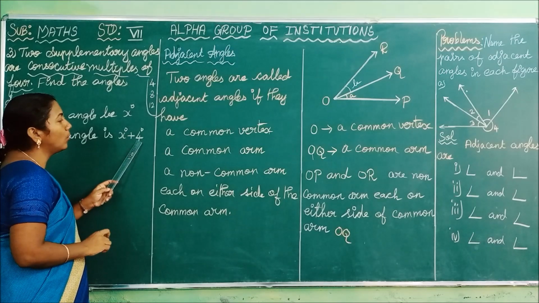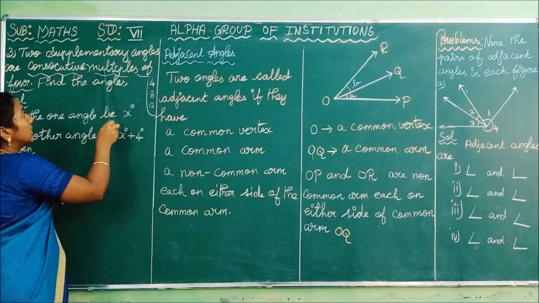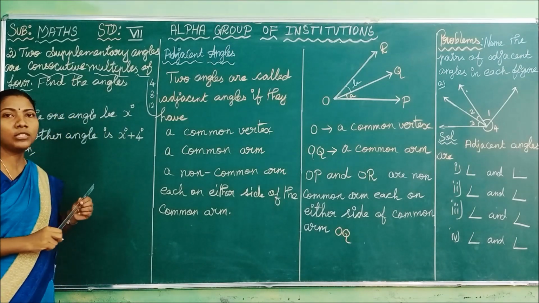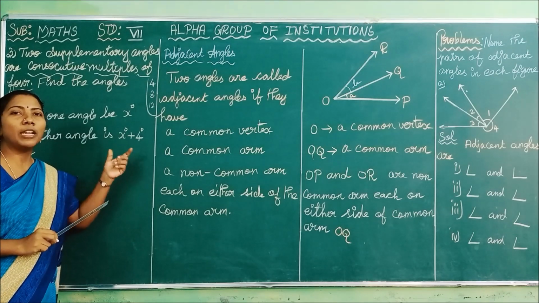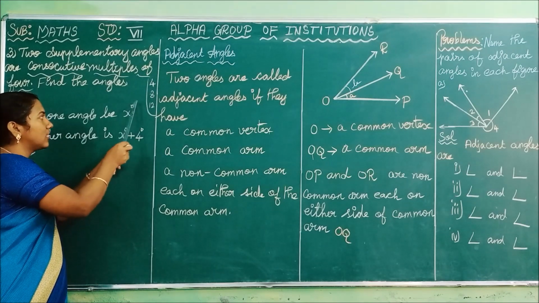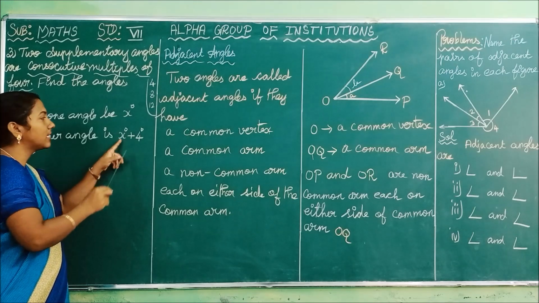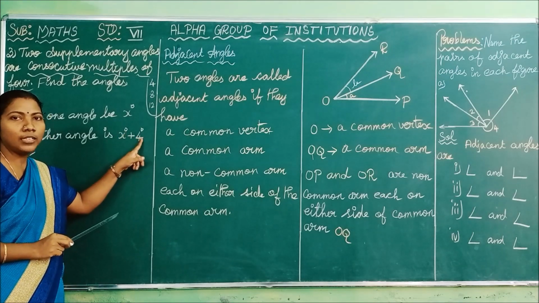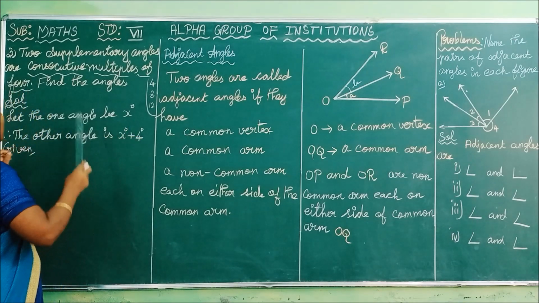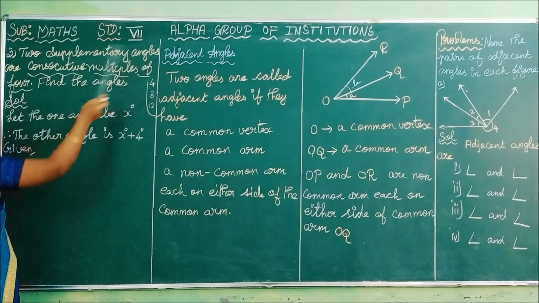Why are we adding 4 degrees? Because they are consecutive multiples of 4. Suppose they were given as consecutive multiples of 5, then you have to write x degrees, and the next angle will be x degrees plus 5 degrees. Do you understand, children, how we are writing? Okay. And also, the two angles are given as supplementary.